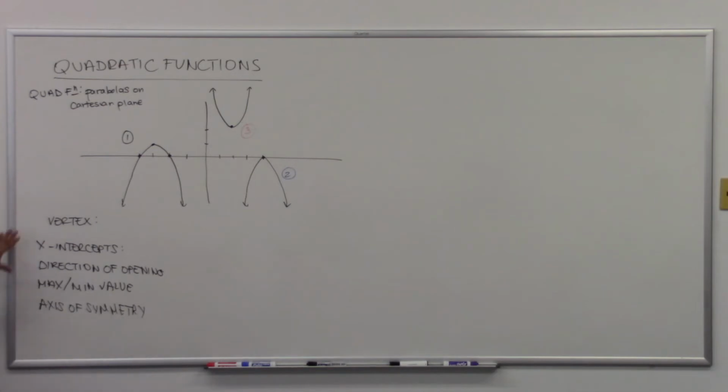Okay? These are the 5 most important properties of a parabola. There are other things like domain and range. Okay?